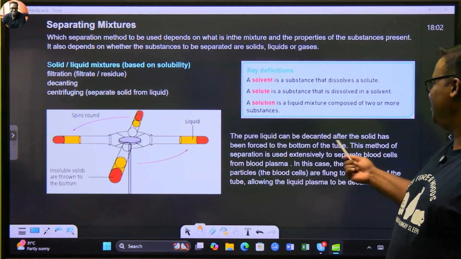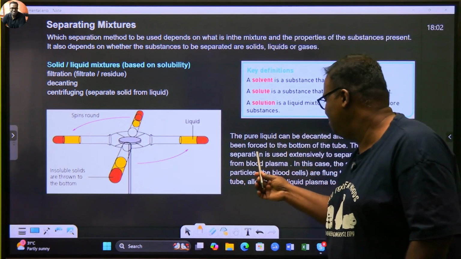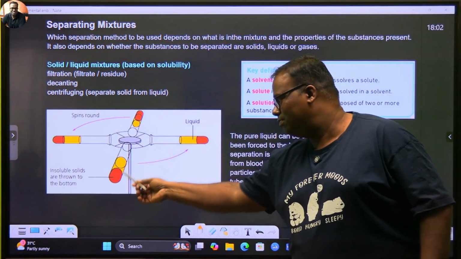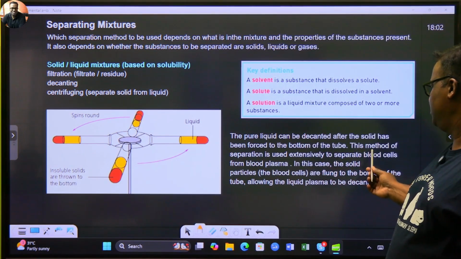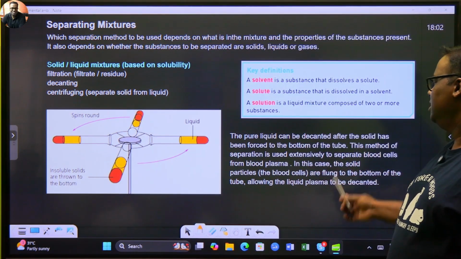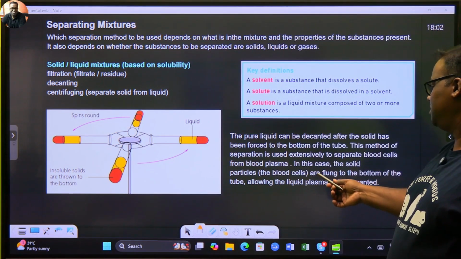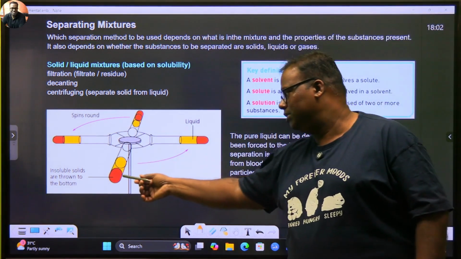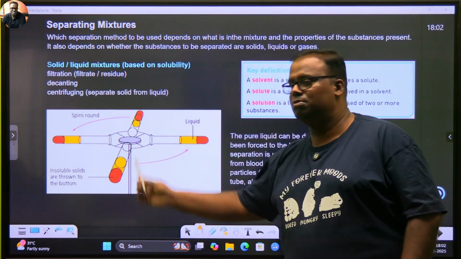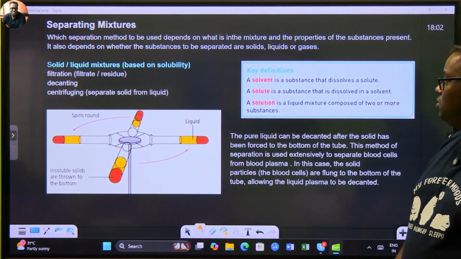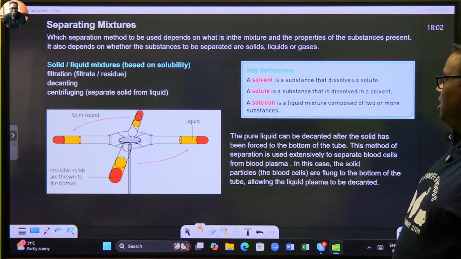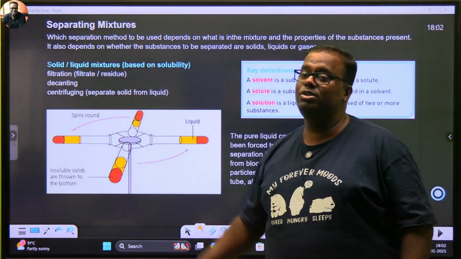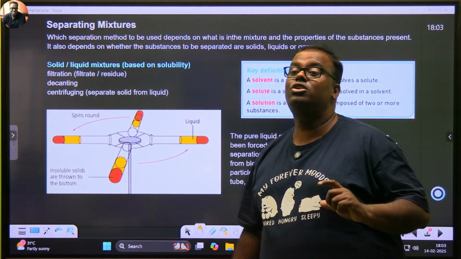So the pure liquid can be decanted after the solid has been forced to the bottom. This method of separation is used extensively to separate blood cells from blood plasma. The solid particles of the blood plasma cells are flung to the bottom of the tube. The blood cells will come here and the plasma will remain on top. This is known as centrifuging. Clear? Okay. All these three pertain to the condition when they are not soluble.